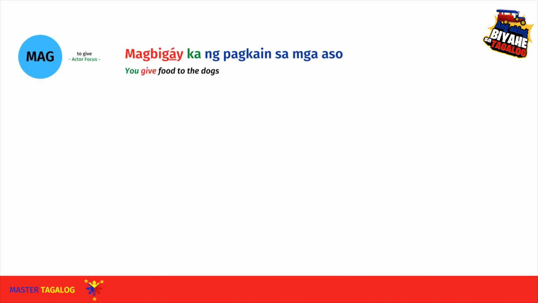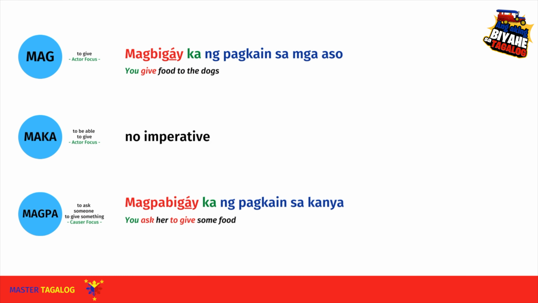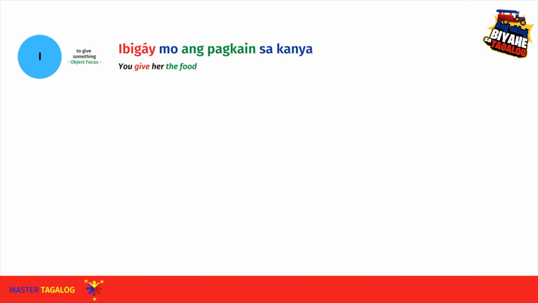Magbigay ka ng pagkain sa mga aso. You give food to the dogs. Maka, no imperative. Magpabigay ka ng pagkain sa kanya. You ask her to give some food. Ibigay mo ang pagkain sa kanya. You give her the food.